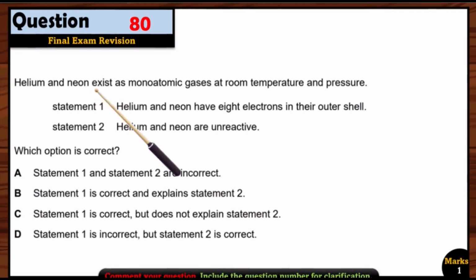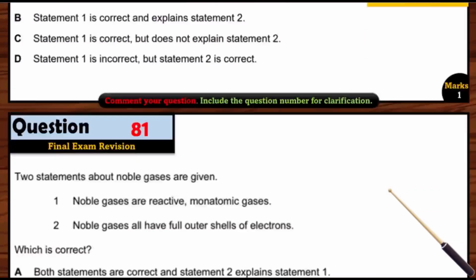Question 80. Helium and neon exist as monatomic gases at room temperature and pressure. So let's see the first statement. Helium and neon have 8 electrons in their outer shell. That's wrong. Helium has 2 electrons and neon has 8. Okay. Helium and neon are unreactive. That's right. So statement 2 is right. Statement 1 is incorrect, but statement 2 is correct. So option D is the right option here.